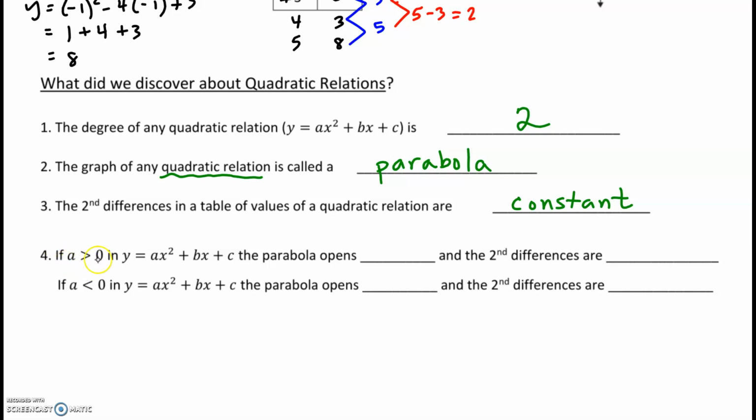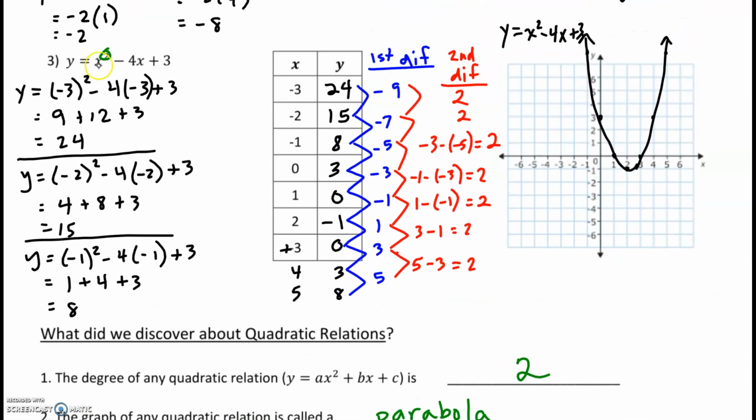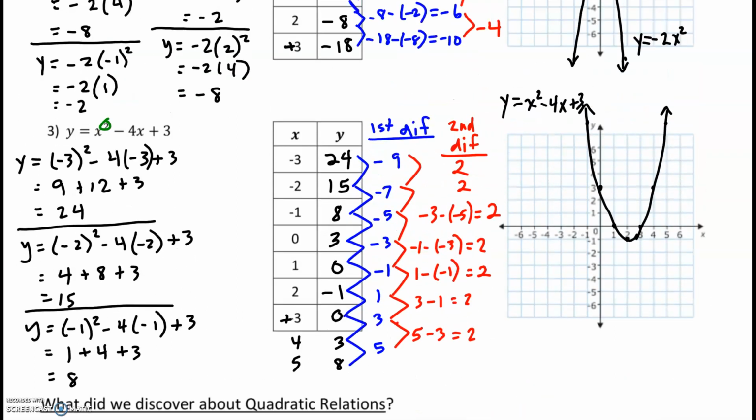If a is greater than 0, so a is talking about the coefficient in front of x squared, the number in front of x squared. If that is greater than 0, and that means positive. So if the a value is positive, the parabola opens. So let's check it out. This has an a value of 1. It's positive. The parabola is opening up.